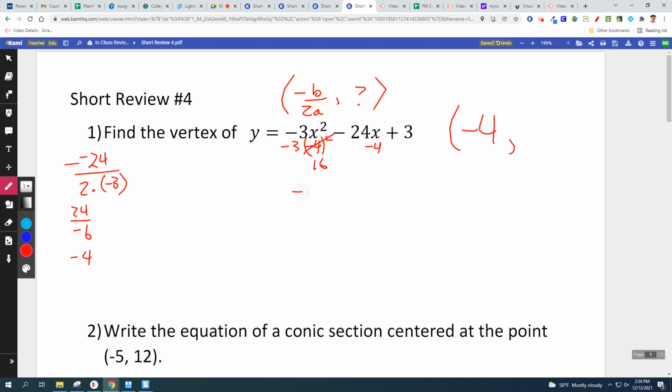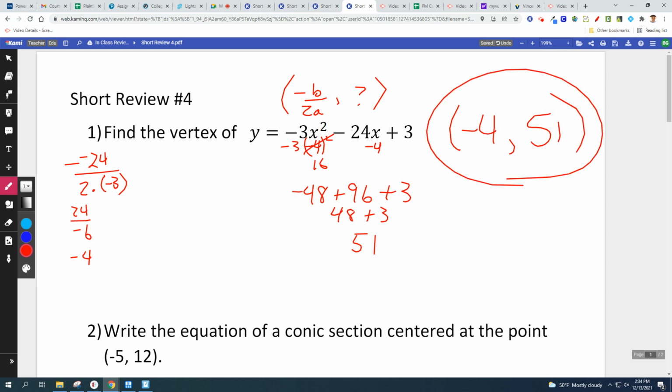16 times negative 3 is negative 48. And negative 24 times negative 4 is plus 96. Plus 3, that's 48 plus 3 is 51. Negative 4 comma 51. That's my vertex. All right.